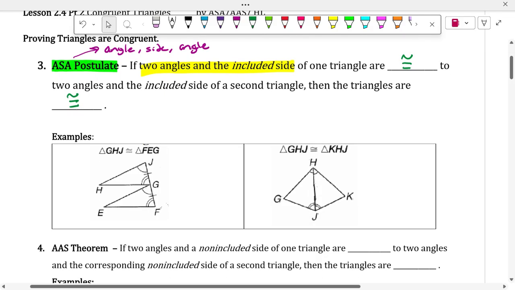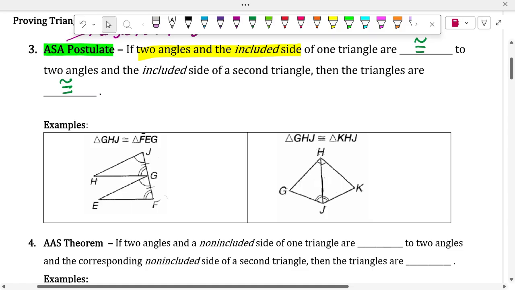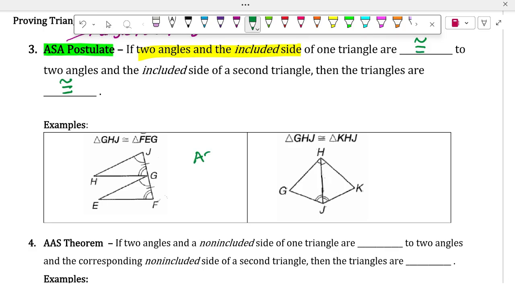So, for example, this first one, they're saying GHJ is congruent to FEG, and it's congruent by angle side angle, because if you look, we have an angle that's congruent, another angle that's congruent, and then the side that's congruent is directly in between them. So you have two angles that are congruent, and then the side, that tick, is directly in between those two angle ticks.